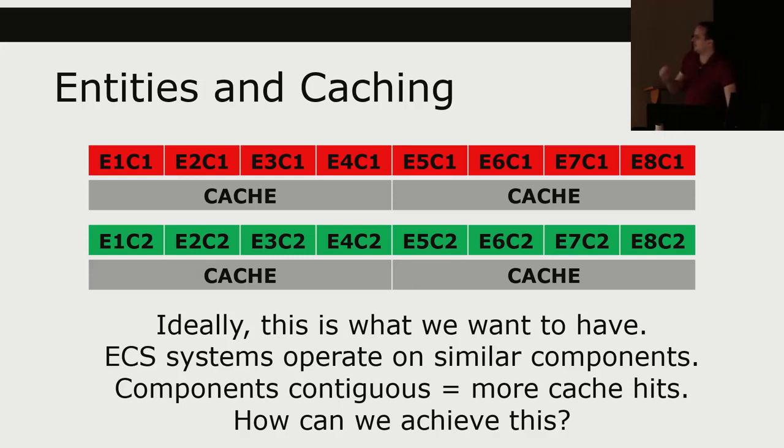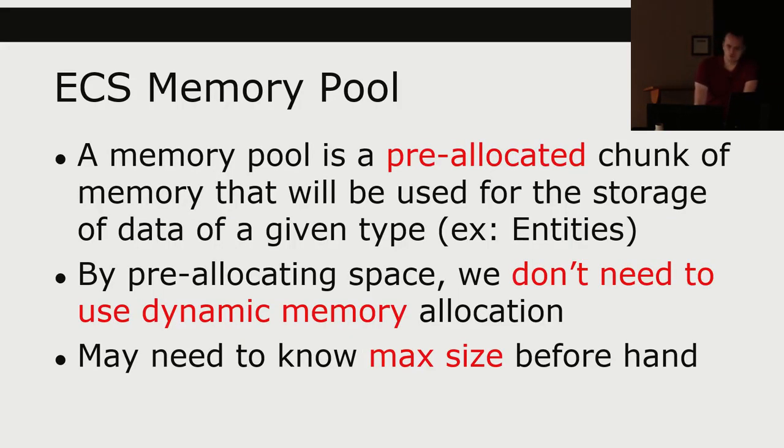ECS systems operate on similar components. Contiguous components means more cache hits. But how can we achieve that? In order for the components to be contiguous, but they're inside entities. Entities store components, so this entity stores all these things contiguously. We can't possibly have them all line up, because they're in different components. So I'm going to show you how we could accomplish this with something called a memory pool. Bear with me for a couple slides, I'll get back to that contiguous part.